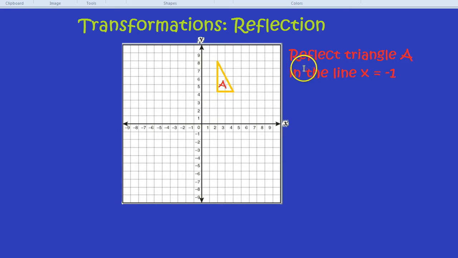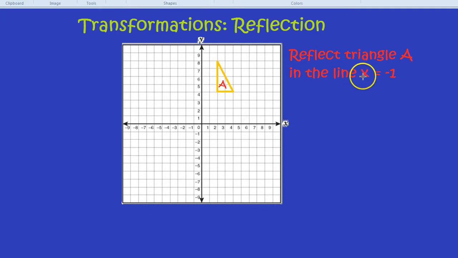In this question, it says reflect triangle A in the line x equals -1. Our first challenge is to actually find that line. Where is the line x equals -1? Some students will look at this point here and say, well there's x equals -1, but that's a point. This is not rotation. I can't rotate it around the point. How do I reflect?